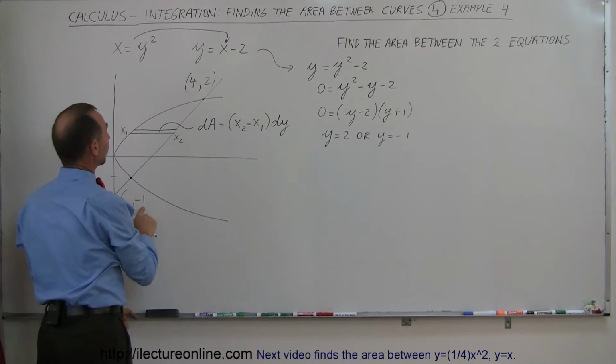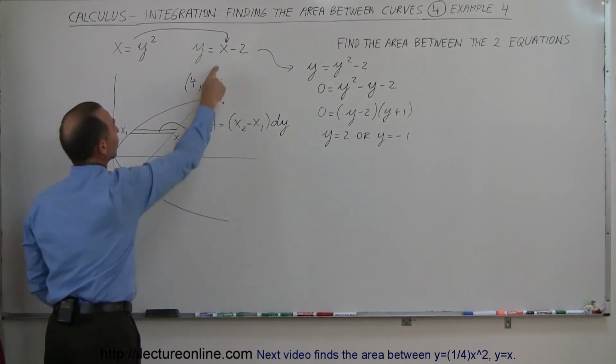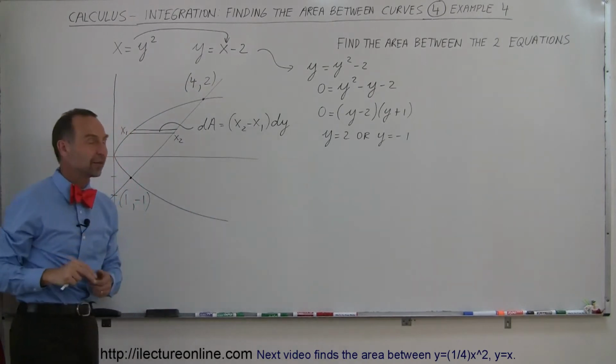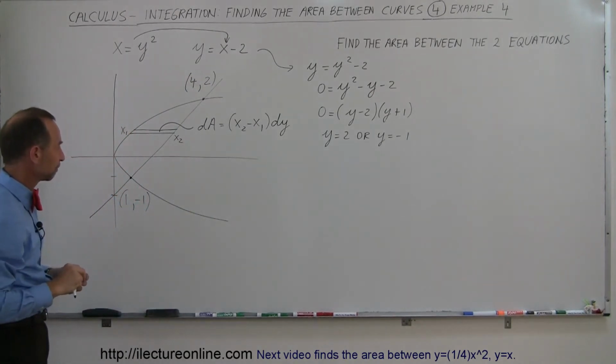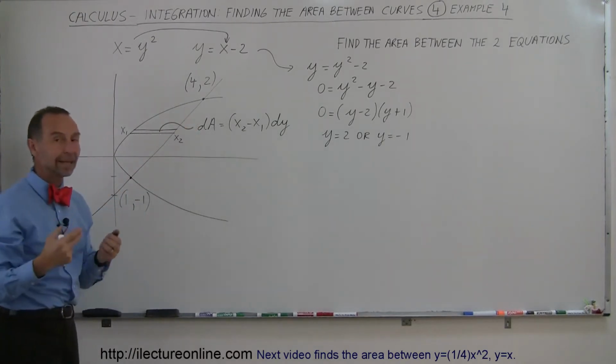And if y is equal to minus 1, that means x must be positive 1. So from this equation, it's easy to find the two x values of those 2 points where the two lines cross. Okay, now that I have my limits, I can go ahead and try to integrate that.